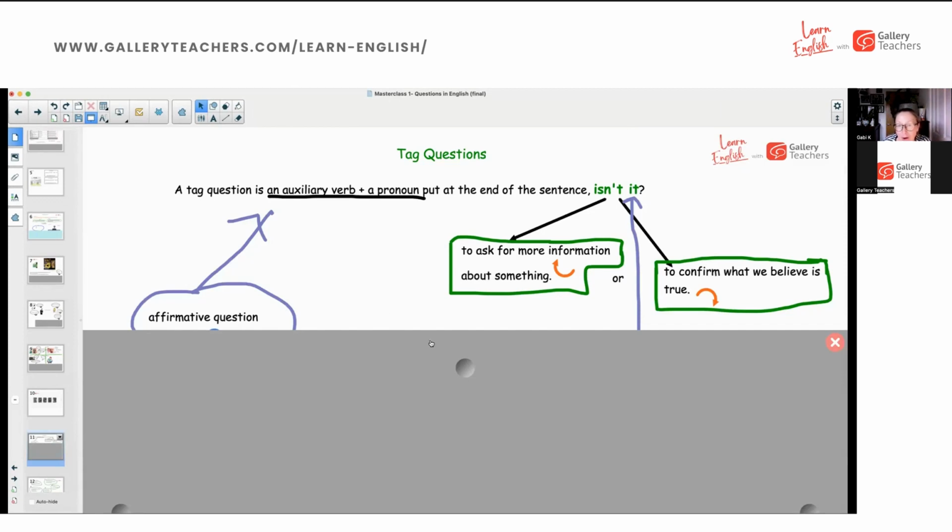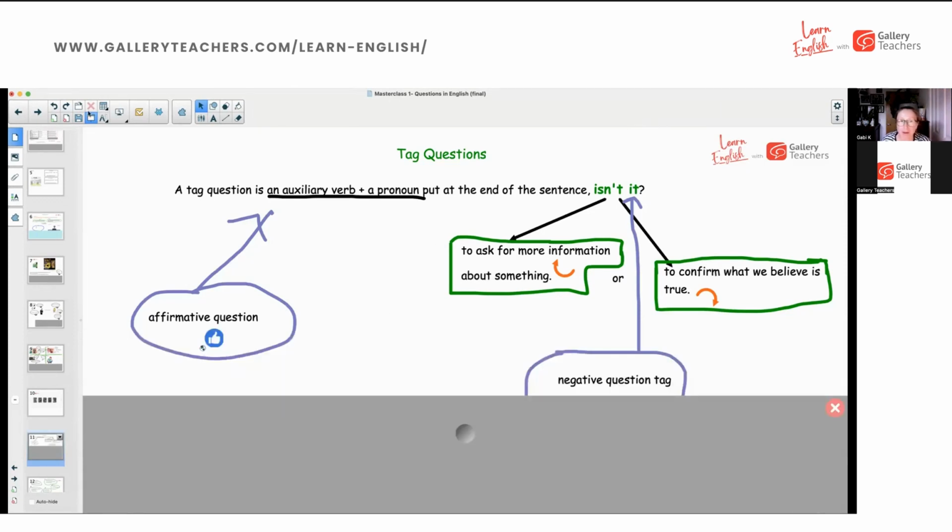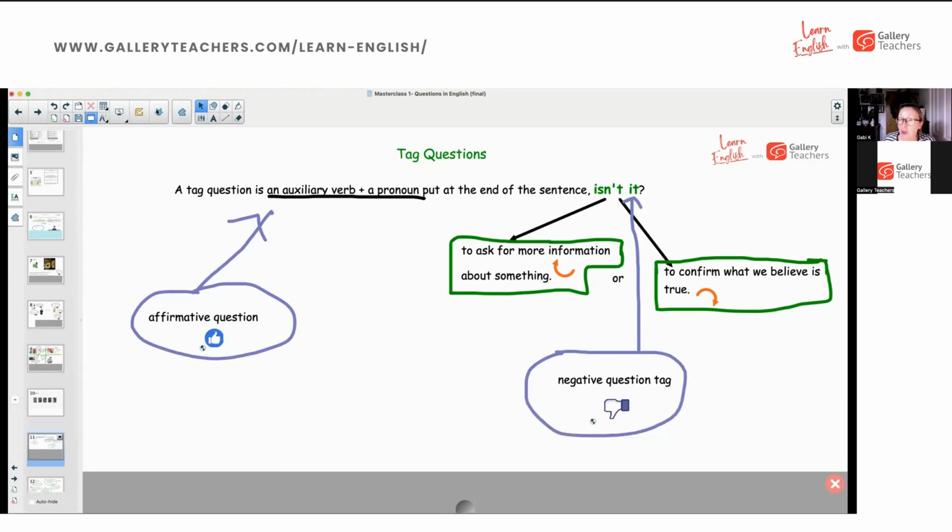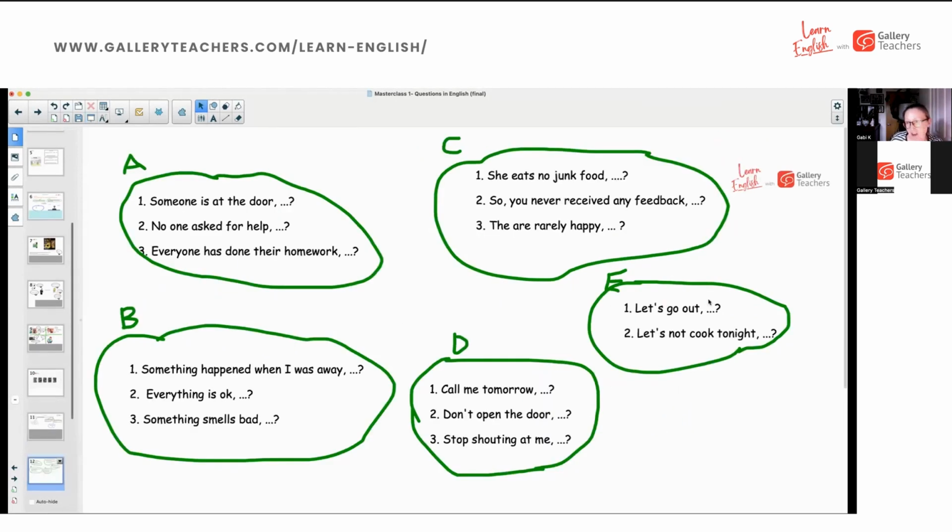You also know that if you have an affirmative question, right, then the tag question is negative, and the other way around. So negative question and affirmative tag. So this is something that you already know, and I'm not going to be talking to you about that. I'm going to show you some different uses of question tags. Something that you may be confused about. So let's see how well you can do that.